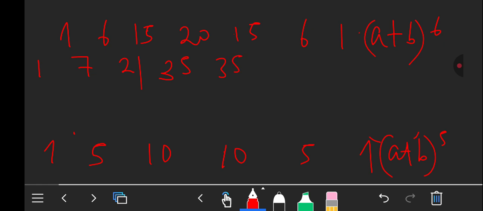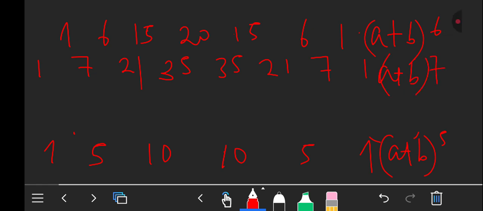Then 15 plus 6, that should be a 21. Then 6 plus 1, that should be a 7. Then you end with 1. This is an instance whereby you've been given (a + b) raised to the power 7.